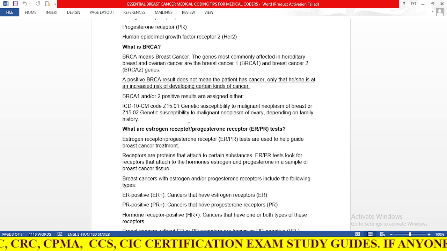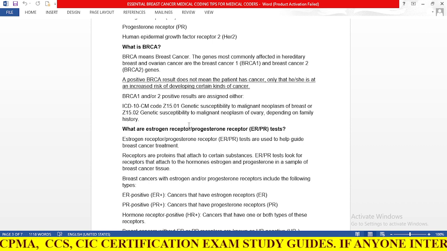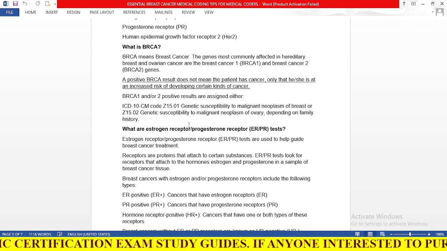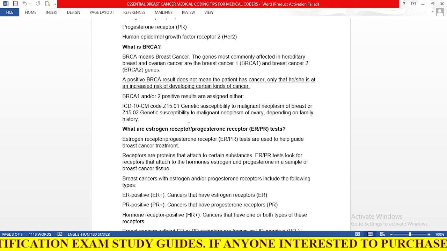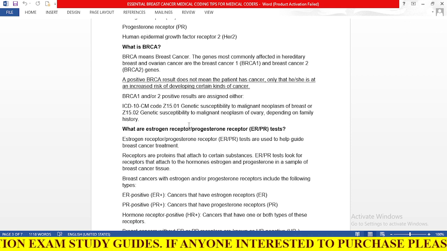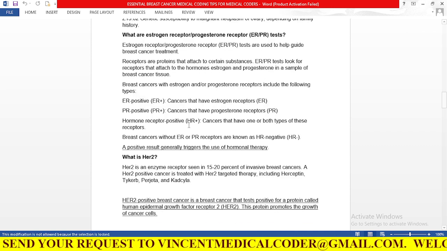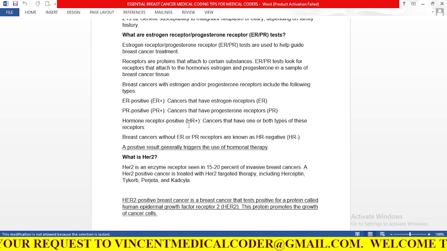on family history. So whenever we see BRCA in the document, we need to assign the codes Z15.01 for breast cancer and Z15.02 for ovarian cancer susceptibility. Next we see the ER and PR test.